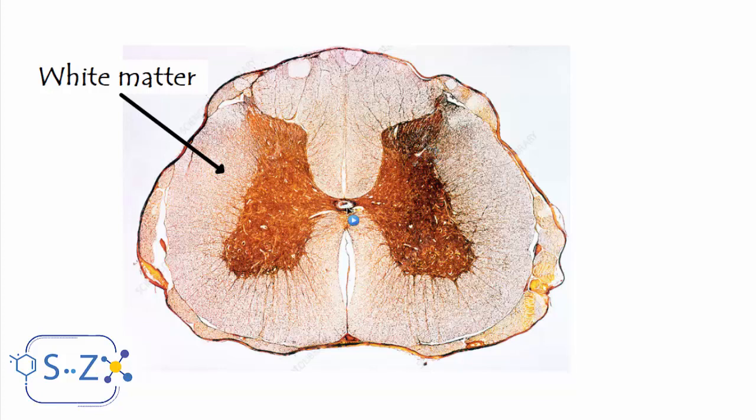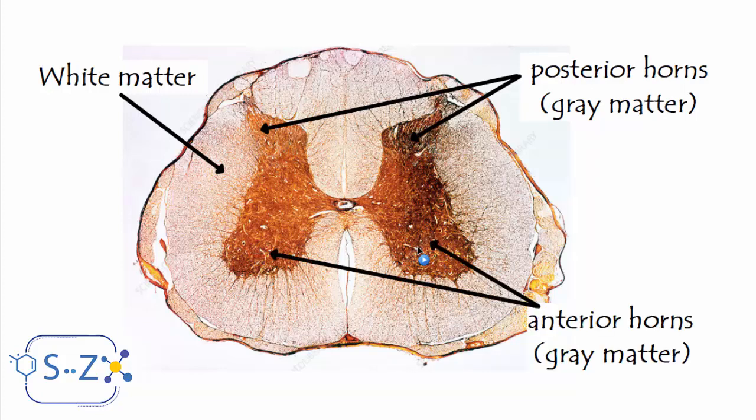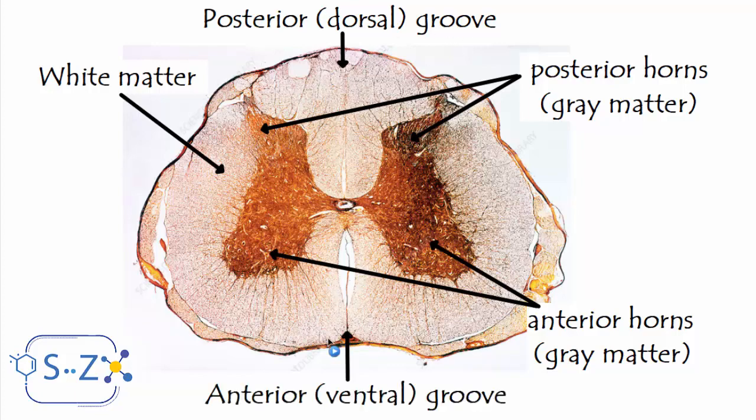Now, the gray matter in the spinal cord is divided into two areas. We call them the posterior horns of the gray matter. They are like horns. And these two are called the anterior horns of the gray matter. Of course, this side is called, as we said, the posterior or dorsal groove, and opposite to it is the anterior or ventral groove of the spinal cord.